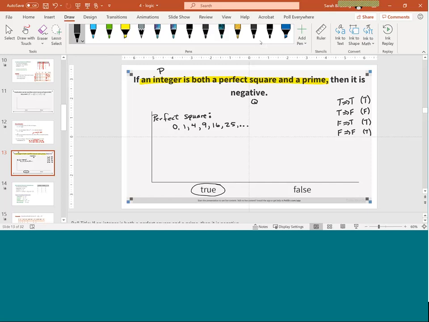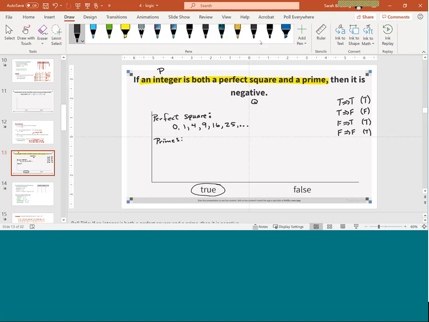Anyway, now if we look at prime numbers, anybody remember the definition of a prime number? And this one here is the key part of this question.